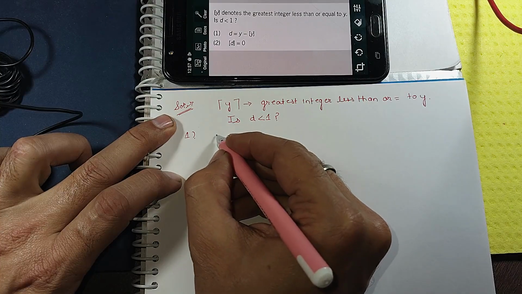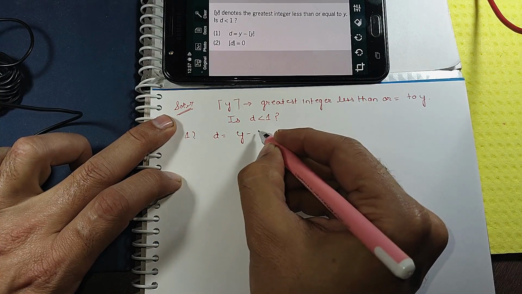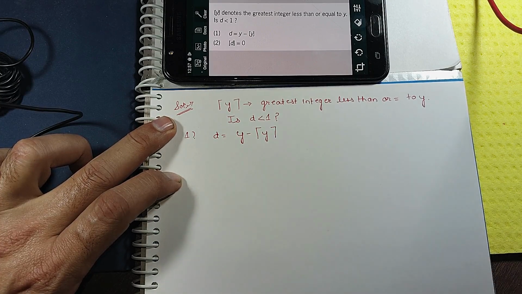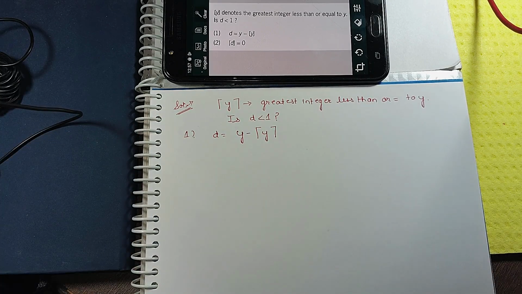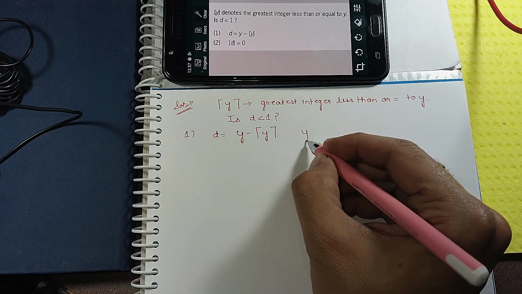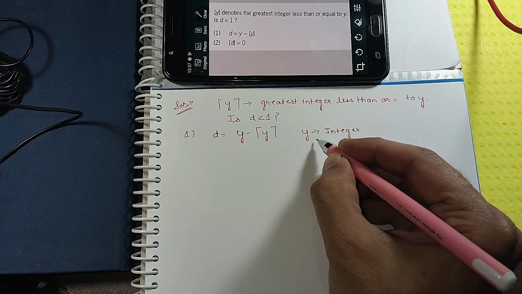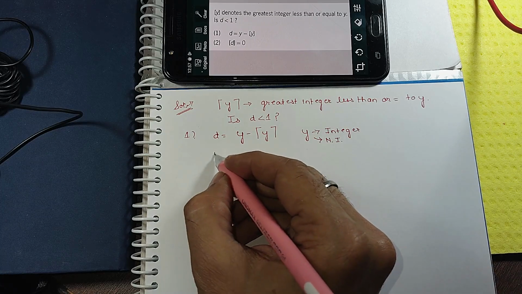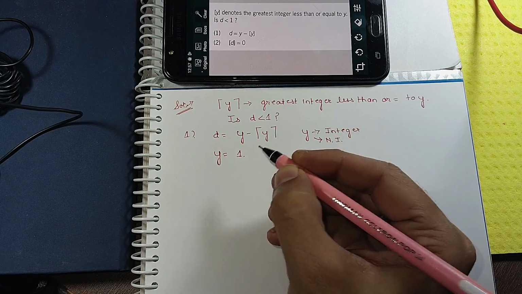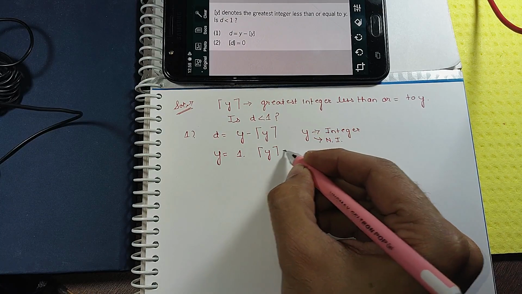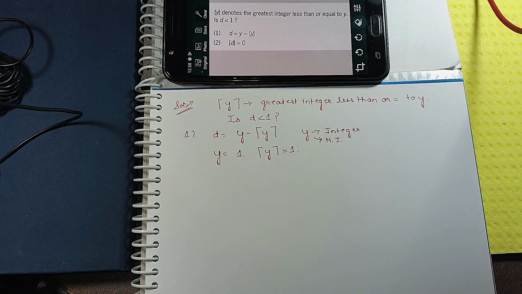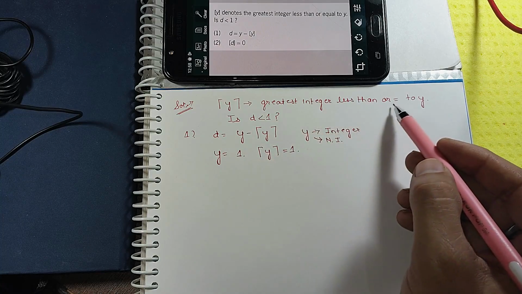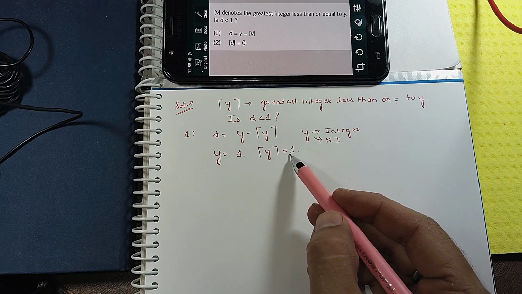Statement 1 tells me that d is equal to y minus ⌊y⌋. Now, we can have two different scenarios. One is if y is an integer, and another is when y is non-integer. If y is an integer, let us suppose the value of y to be 1. So in that case, ⌊y⌋ will also be equal to 1, because this means the greatest integer less than or equal to y, so equal to y.